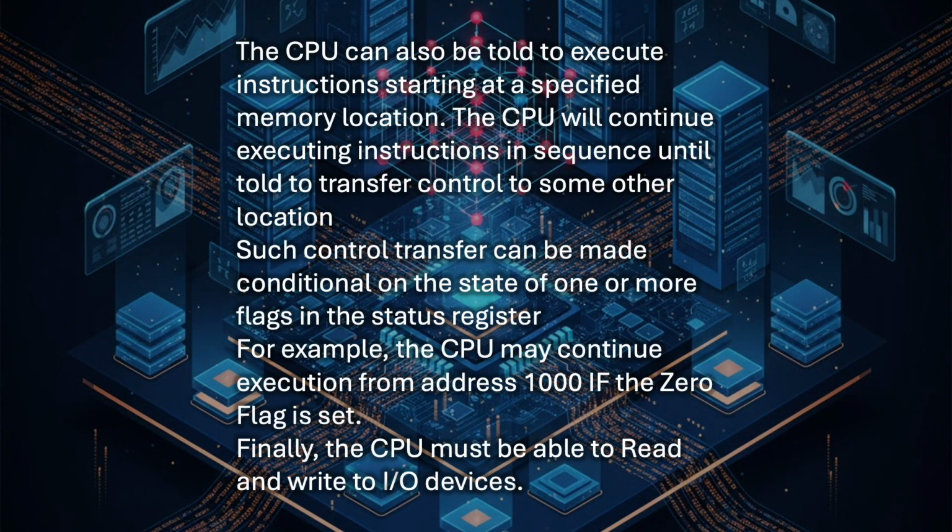The CPU can also be told to execute instructions starting at a specified memory location. The CPU will continue executing instructions in sequence until told to transfer control to some other location. Such control transfer can be made conditional on the state of one or more flags in the status register. For example, the CPU may continue execution from address 1000 if the 0 flag is set. Finally, the CPU must be able to read and write to I/O devices.